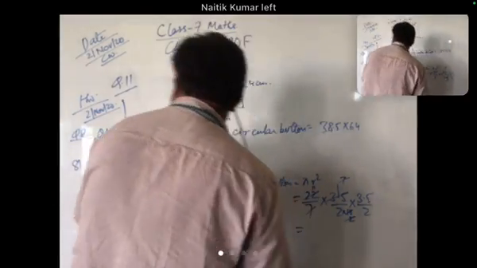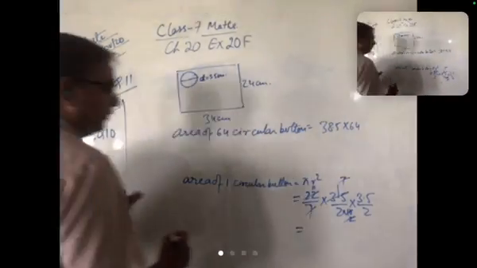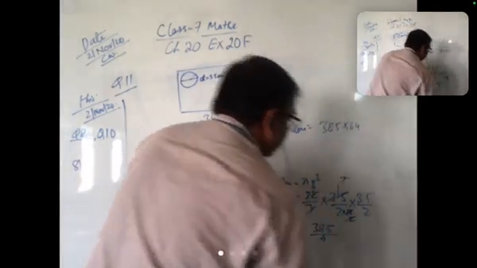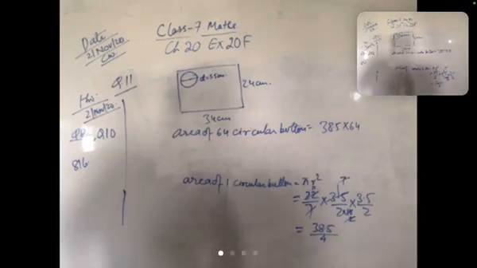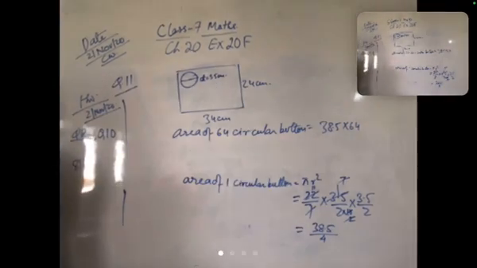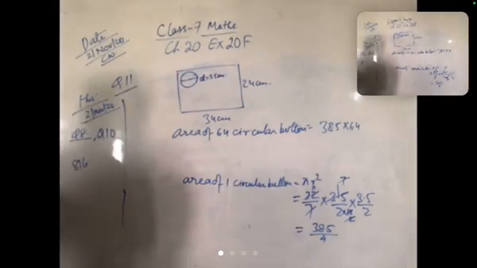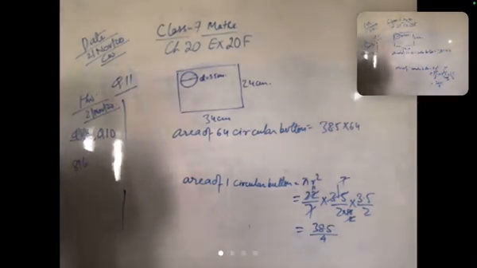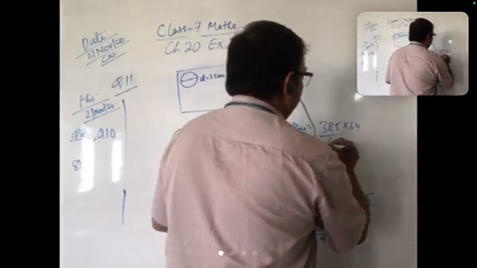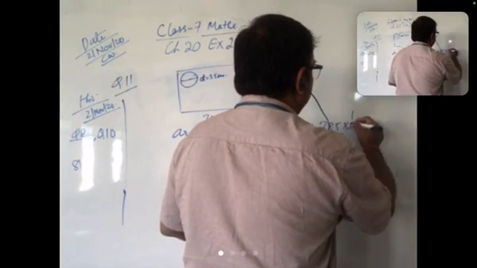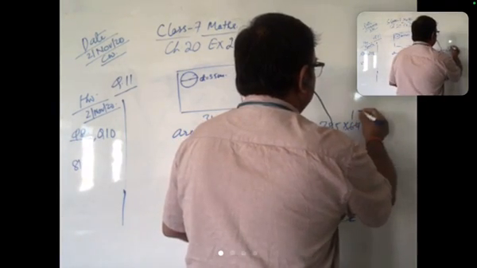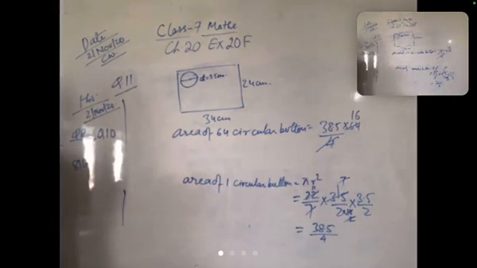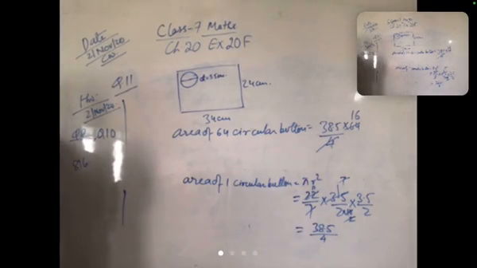So our answer is 38.5 upon 4. You can just divide by 4. Whatever your answer, you can divide by 4. So 38.5 divided by 4, it will be 1 and then 16. You can multiply 38.5 into 16.